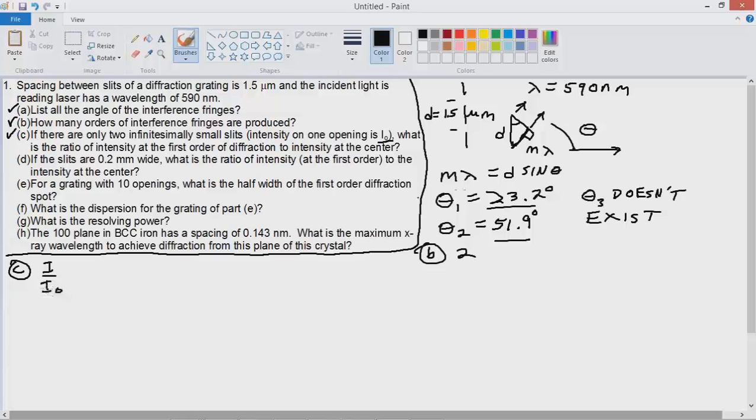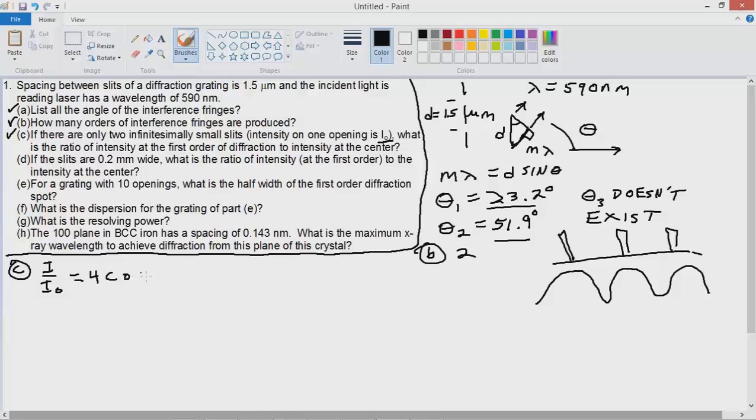As you'll recall, these are very sharp peaks. If you plot it versus angle, you have very sharp peaks, whereas with two slits, it's spread out. It goes kind of like this. Okay. So the formula is 4 cosine squared of the phase angle over 2.